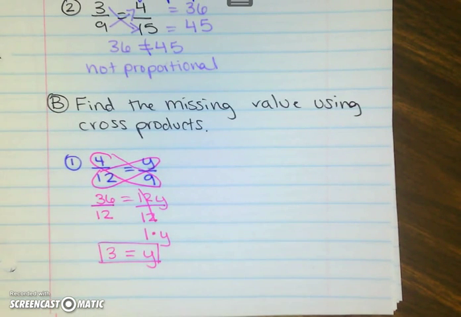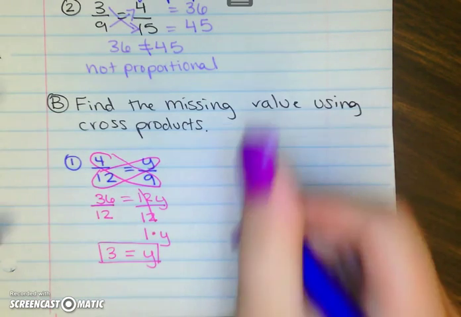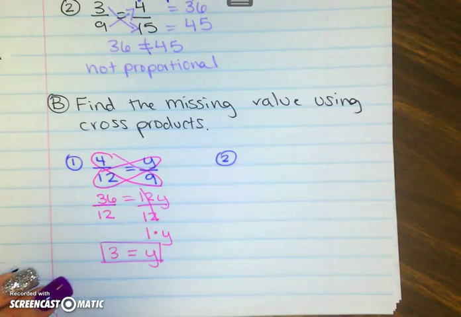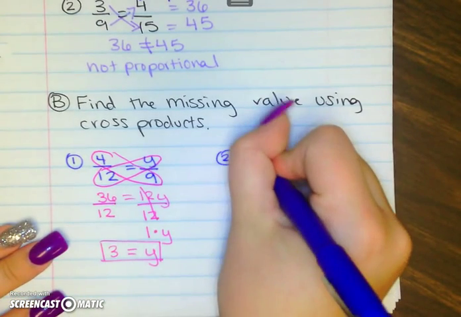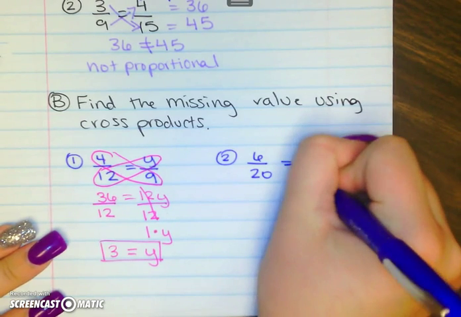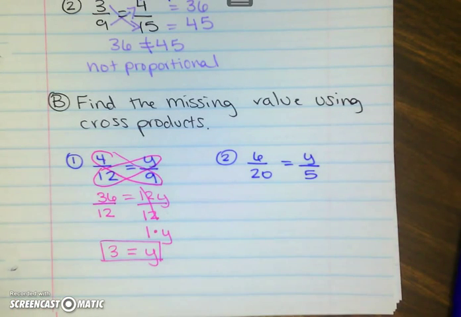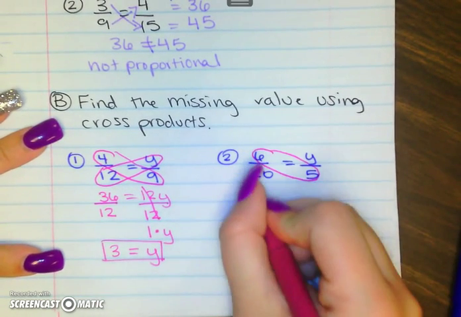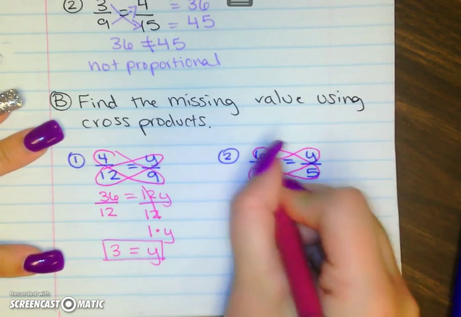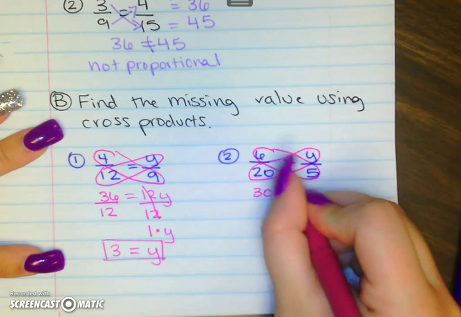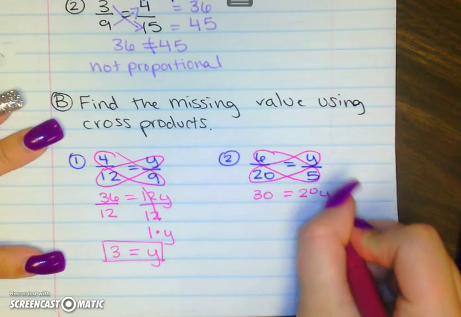Alright, number 2 is going to be 6 over 20 equals y over 5. Again, we're going to use those cross products. So I'm going to circle mine. So 5 times 6 is 30. And 20 times y, I don't know that, so I'm just going to rewrite it.